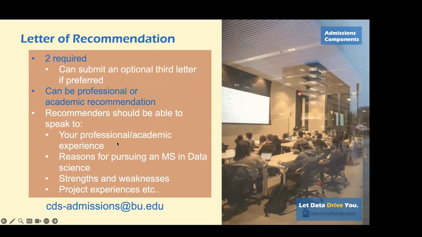Next, letters of recommendation. Okay, they can be professional or academic. We don't have a preference. If you've worked a couple of years, you don't know any professor anymore, and you want to ask your supervisor to submit your letter, totally fine. But if you just freshly graduated from undergrad, your letter will likely be an academic one. So we don't have a preference. Just make sure they will speak to your strengths and weaknesses, speak to your project experience, or anything, and that they have worked with you, and why you're pursuing an MS in data science.